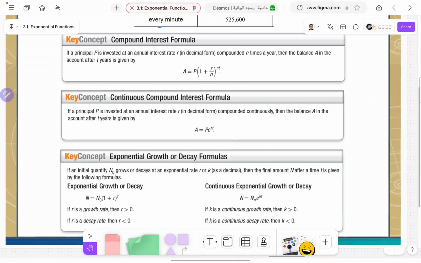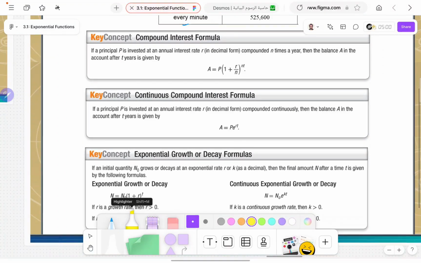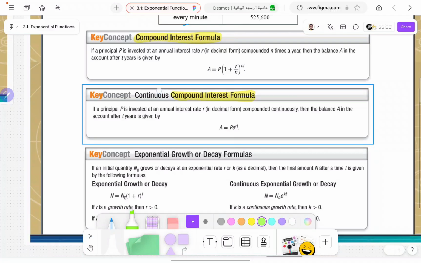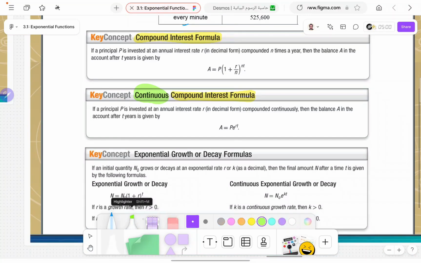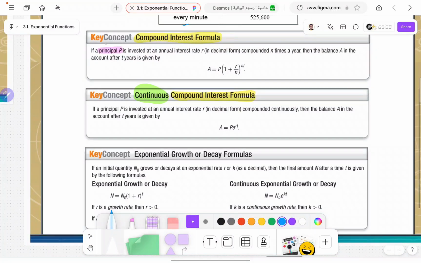Now let's understand the concept before we start giving examples. Let's read every concept. The first concept is the compound interest formula, and the second one is also a compound interest formula, but the difference is that it is continuous. This is the difference between them. Now let's understand every term to analyze it. The first one is the principal P. Principal P is always the initial amount.